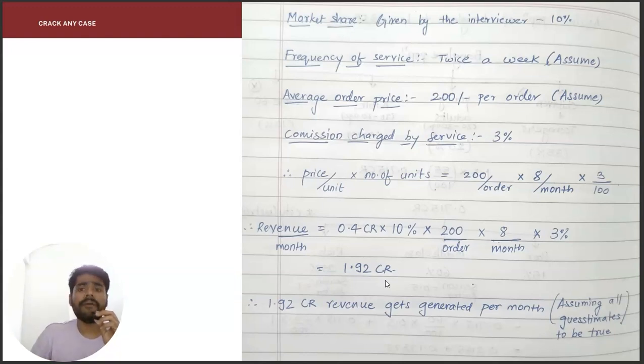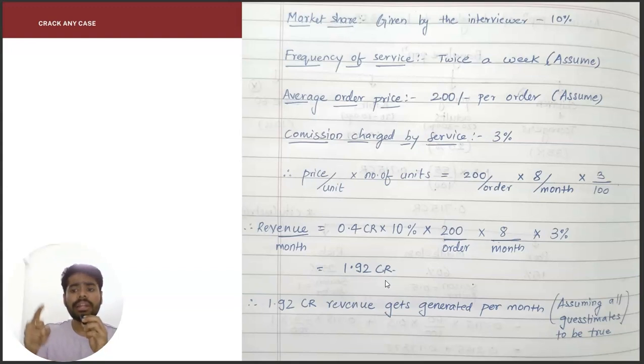Got it? Yes. Now what is the average order price? Again, assume this thing. What will be the average price? Try to relate things to yourself so that things get easier, because you are a real person and the things that you do will be similar and close to reality. So on average I spend 200 rupees per order because I want to get the free delivery. So 200 rupees per order is what I am assuming as the average order price.